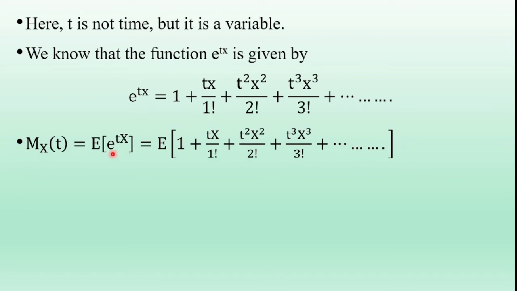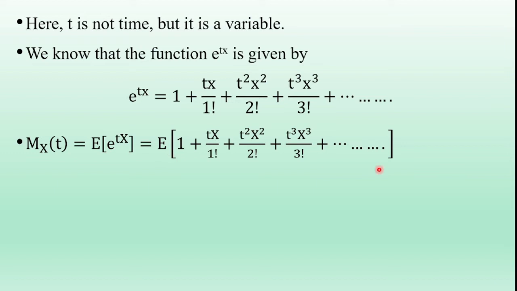So this within the bracket term is applying expansion of e power tx. We get expectation of 1 plus tx by 1 factorial plus t square x square by 2 factorial plus t cube x cube by 3 factorial plus and so on. So on the RHS side, applying the expectation on each term.